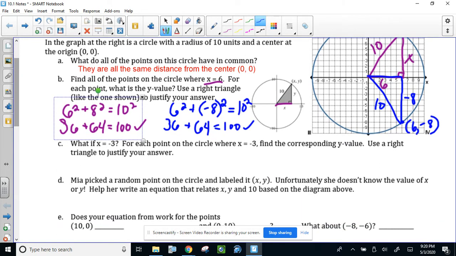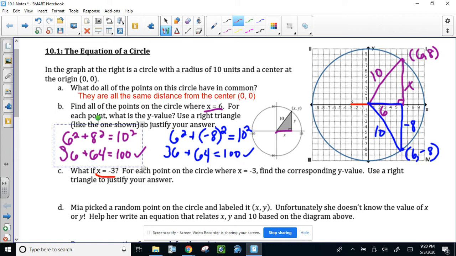Then it says here, what if x is equal to negative 3? What would the y value be? So if I went out negative 3, backwards negative 3, and I went upward, we can see it's kind of in the middle. We can't exactly tell what value.